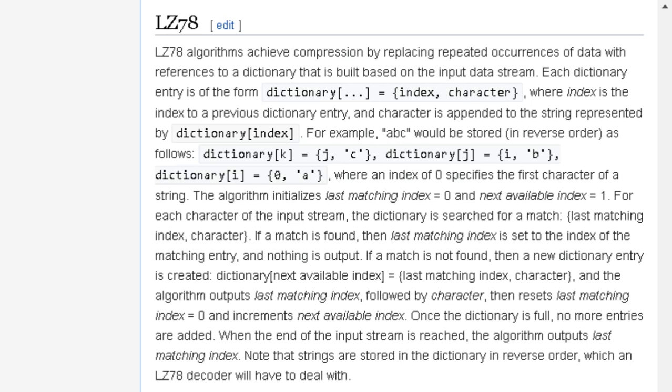If a match is not found, then a new dictionary entry is created. Dictionary, open square brace, next available index, close square brace, equals tuple last matching index, comma, character. And the algorithm outputs last matching index followed by character, then resets last matching index equals 0 and increments next available index.